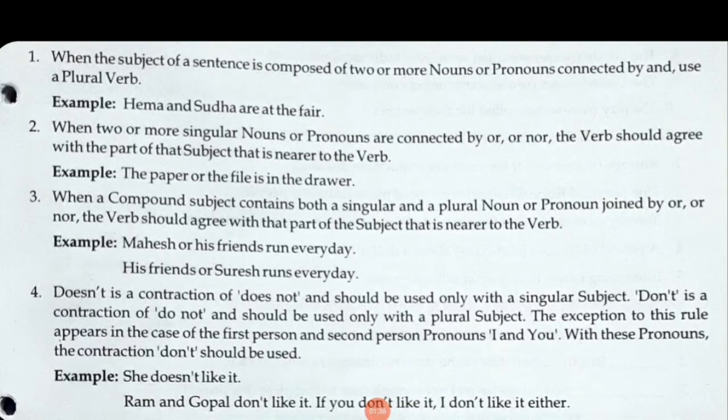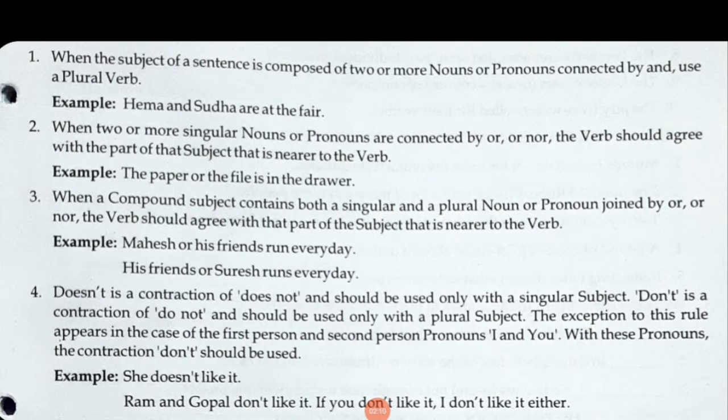Now rule number 2. When two or more singular nouns or pronouns are connected by or, nor, the verb should agree with the part of that subject that is nearer to the verb. Example: the paper or the file is in the drawer. Now the file is nearer to verb, so we use our verb according to the file.